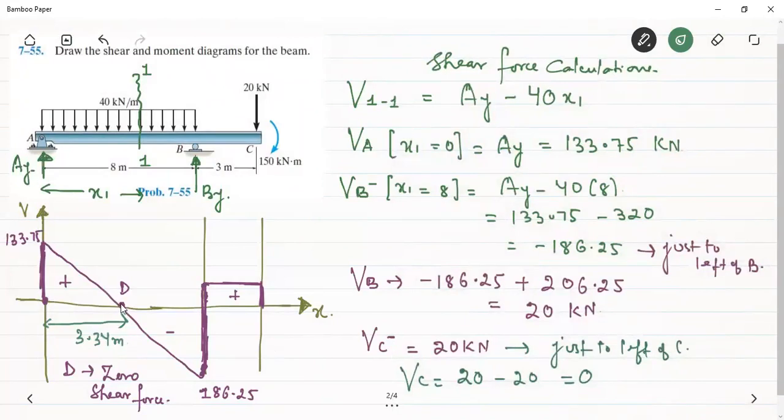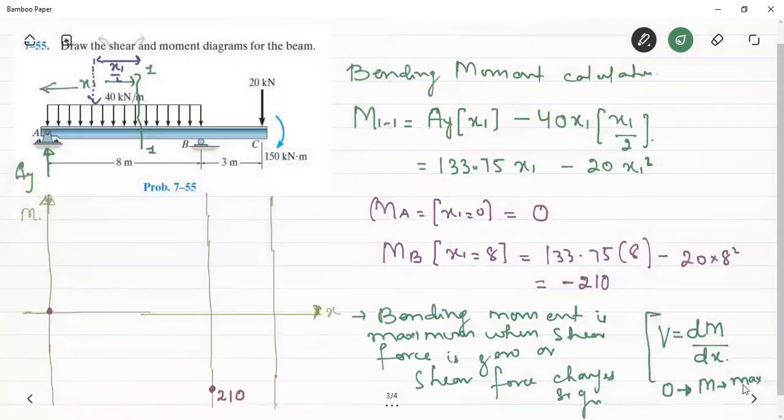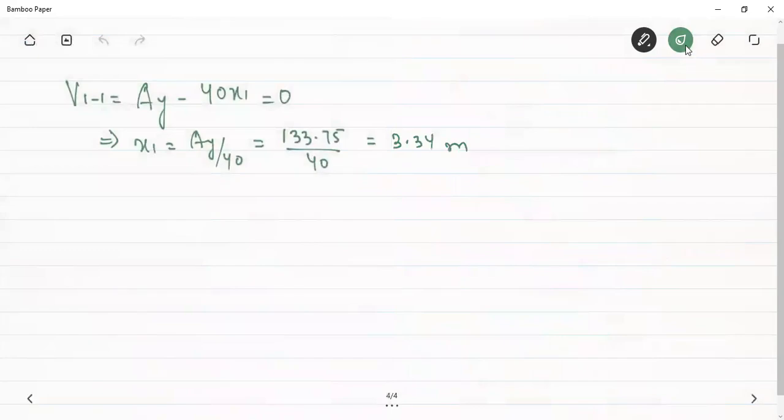That is, at this location the shear force is 0 and the bending moment will be maximum. One more thing: how can we find the location of the maximum bending moment? We could also have differentiated this bending moment.